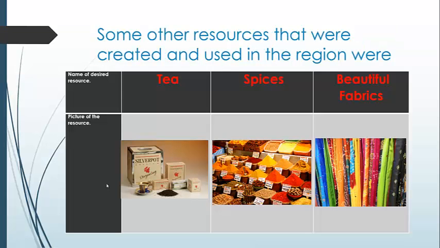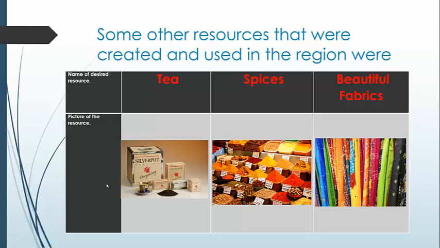The last thing I want us to look at is some of the resources that were created and used in the region as well. India and a couple of the other countries around India are really well known for several different things. One of the things that India is really well known for is their tea. They had a lot of really great tea, which was created from the plants that were grown inside of India. So go ahead and fill in your chart the word tea.